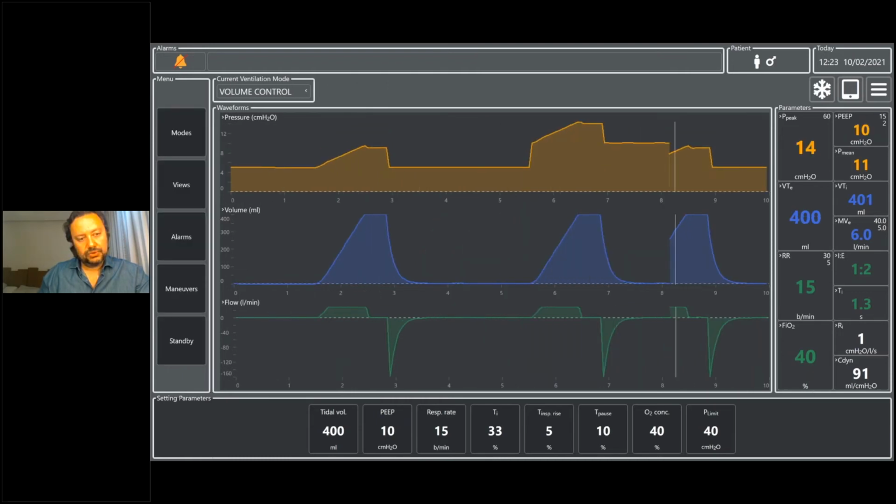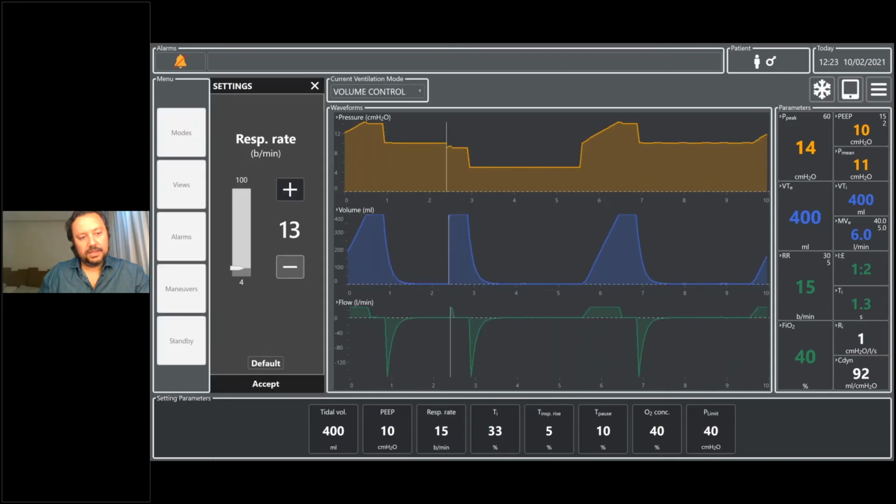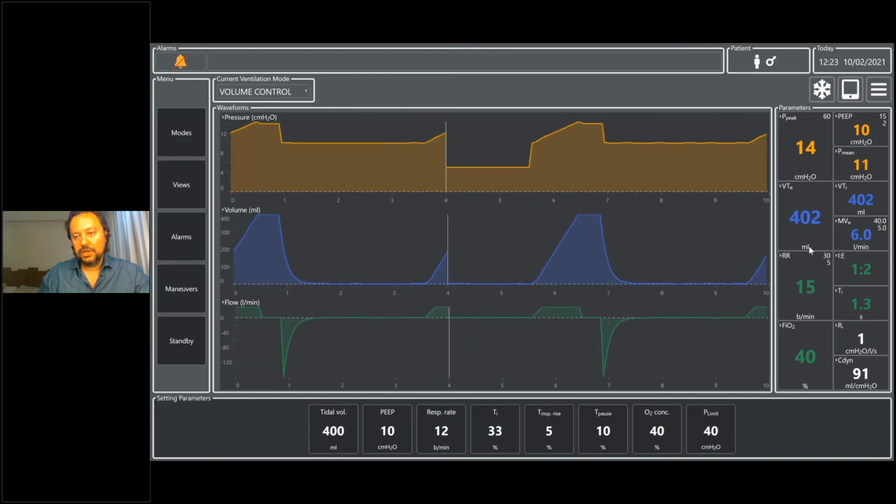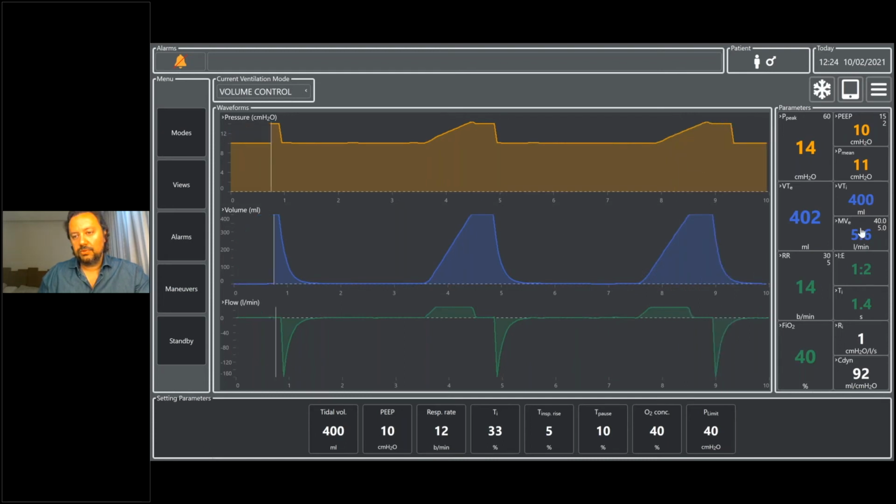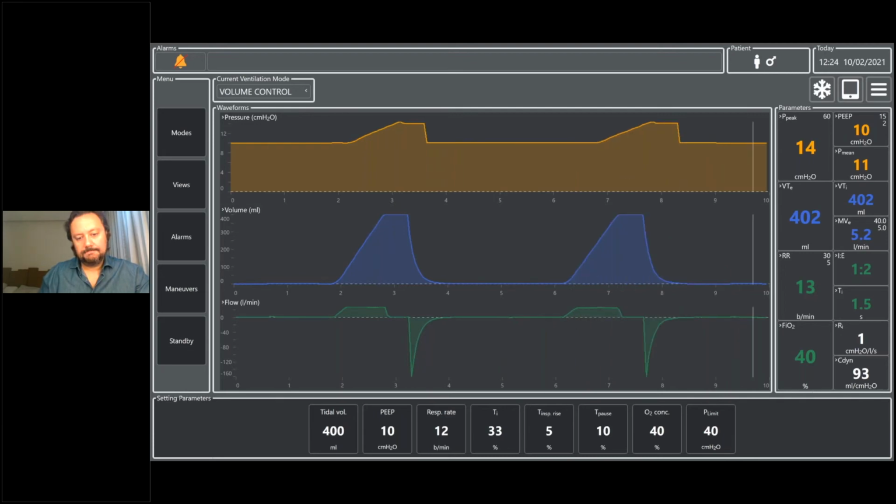Okay, so respiratory rate also you can increase or decrease, and this, as you see, can affect the total volume, because when we decrease the frequency, the total volume will decrease. So the total volume per minute, liters per minute, will decrease.